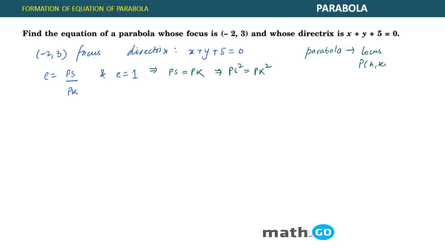Let this point be h comma k. What is the distance of P from the focus? It will be h plus 2 whole square plus k minus 3 whole square. And we have taken PS square, so this is our LHS. The distance of h comma k from this line would be h plus k minus 5 whole square upon 1 square plus 2 square. Why am I not writing under root? Because I have taken the square already. So this is actually the answer. That's it, over. You just have to solve this and you will get your answer.